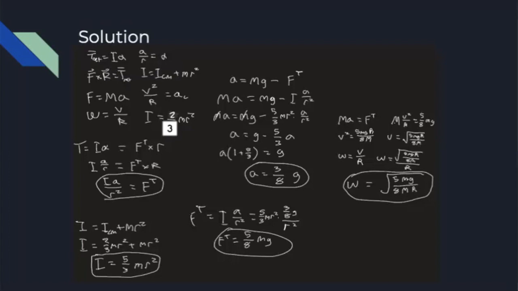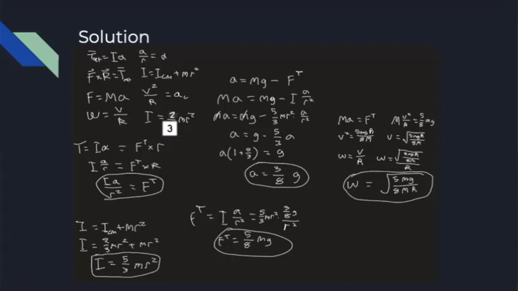Now using that, we can solve for the force of tension of the string, which is equal to inertia times acceleration divided by r squared. When we plug in our values here, we have the inertia that we had, and then the acceleration that we just solved for divided by radius squared. Then doing some algebra, we're able to cancel out the r squared, simplify the fraction, and we get 5/8 mass times gravity is equal to the tension force of the string.